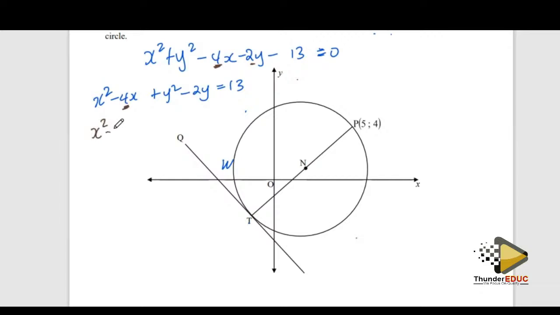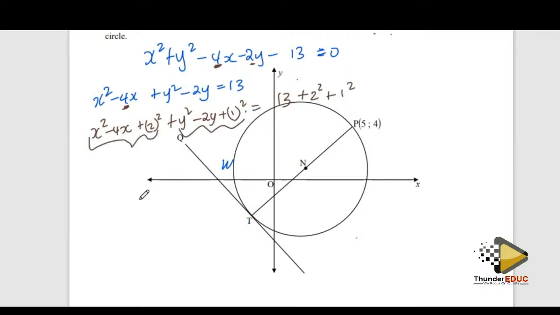So that's going to be x squared minus 4x, a half of this, that's going to be 2, but squared. I'll do the same thing. This is y squared minus 2y, a half of that is just 1. When I square that, is equal to 13. Now, since I'm introducing these squares, I must also do the same on the right-hand side. So that's going to be a 2 squared plus a 1 squared. Then that represents our quadratics, and then you can factorize that.